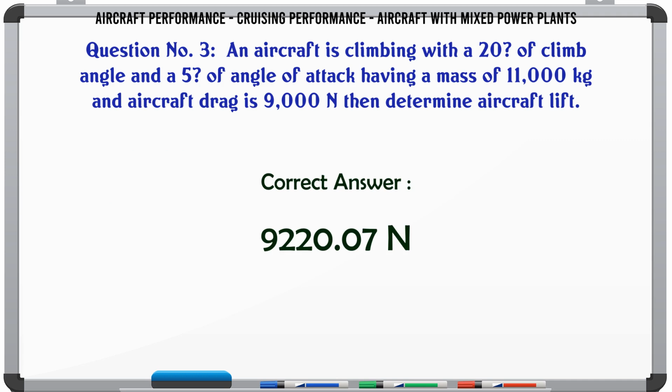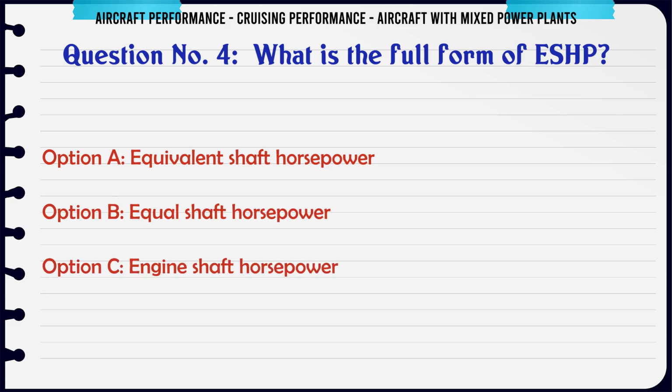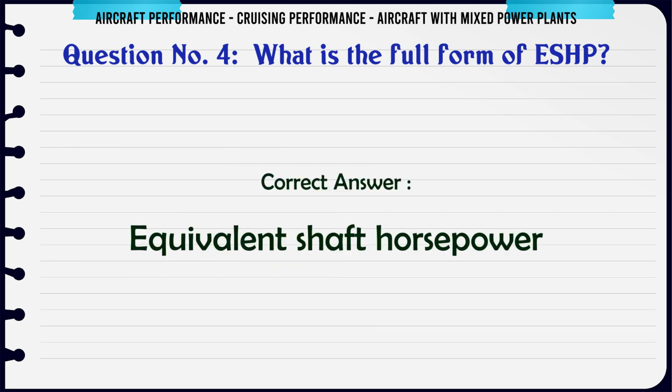9,220.07 N. What is the full form of ESHP? A. Equivalent shaft horsepower. B. Equal shaft horsepower. C. Engine shaft horsepower. D. Endurance shaft horsepower. The correct answer is equivalent shaft horsepower.